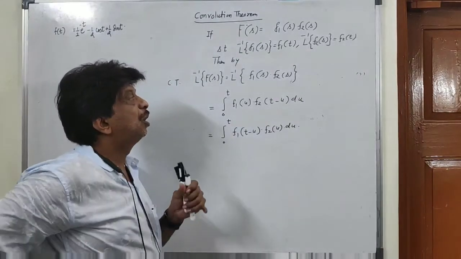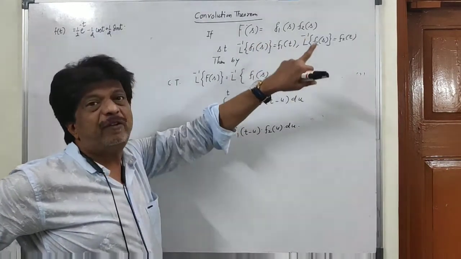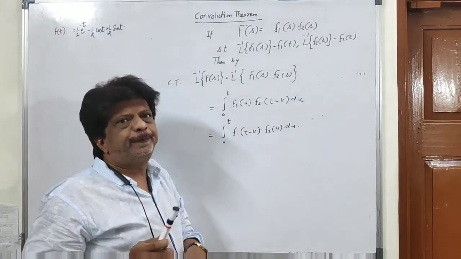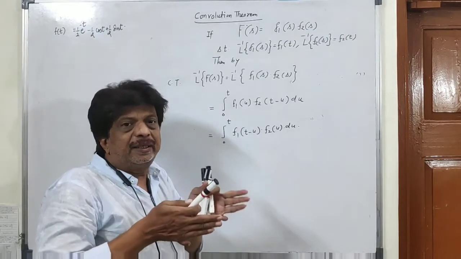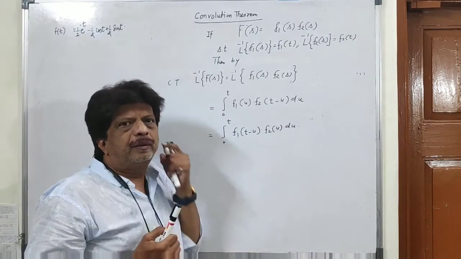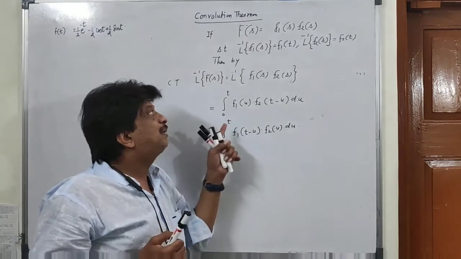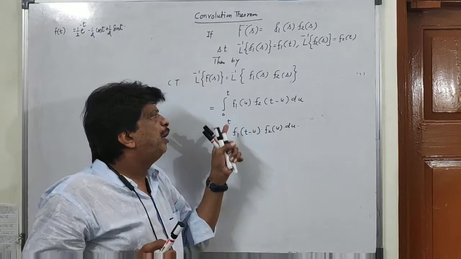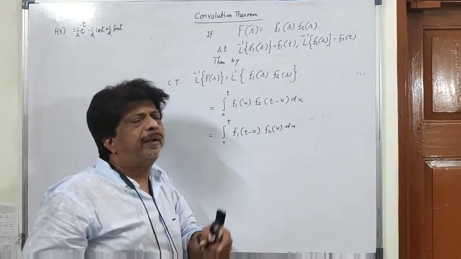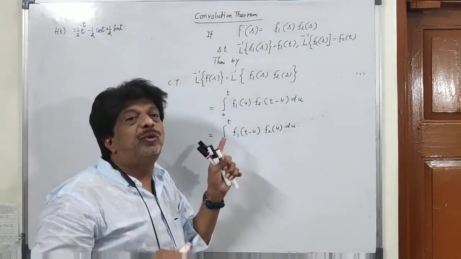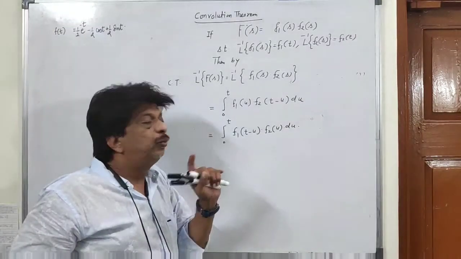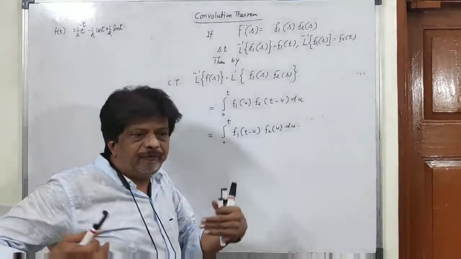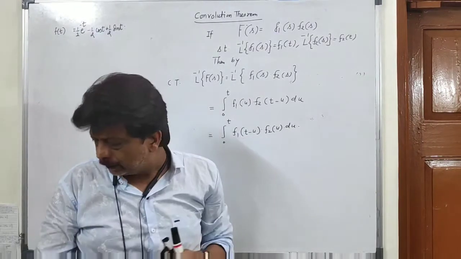The inverse of two split functions F1 of S and F2 of S, whose inverses we know, then by this definite integral 0 to t F1 of u into F2 of t minus u, or F1 of t minus u into F2 of u, this integral gives us the inverse of their product. Now we shall see this.